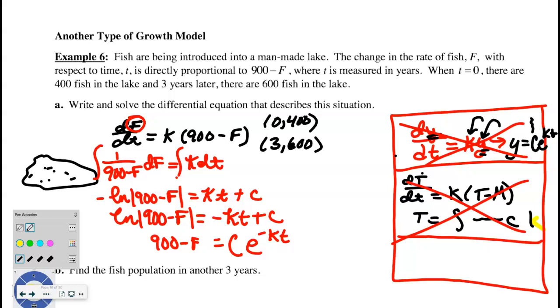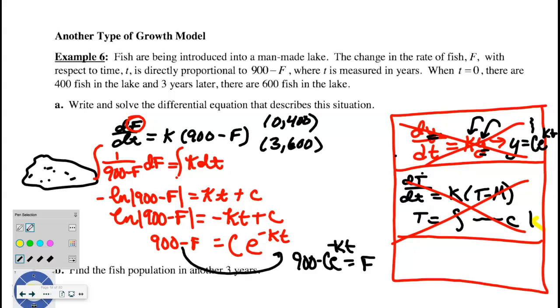Now when I solve it, I'm going to add the F over, and then I'd have F equals 900 minus c e to the negative kt. Boom. It's not quite done yet, though. What's next? It's close, but it needs to be a function of time only.